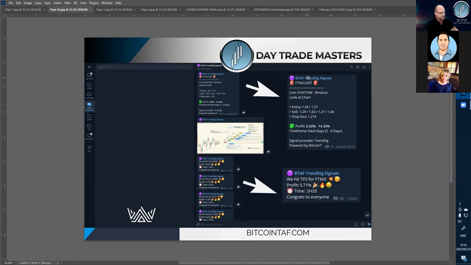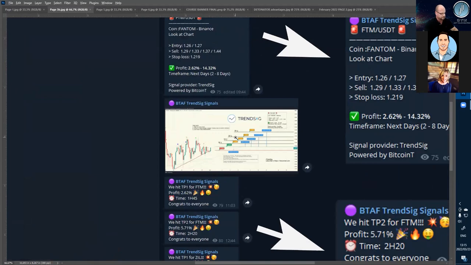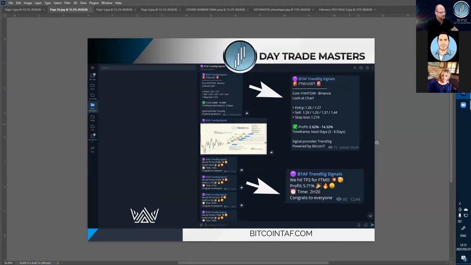So in the signal, this is the information we give you. We give you a coin with a ticker, FTM/USDT. Then the coin is Phantom. We show you which exchange it's on. Then we say, look at the chart, because we want you to look at the chart and make your own decisions. Because remember, at Day Trade Masters we do not give financial advice. We just give education and training for you to prosper with profits, to make your own decisions and work your own strategy on these signals.